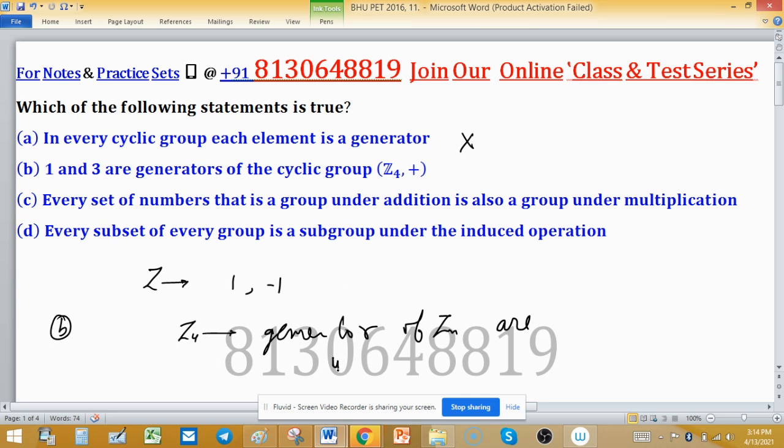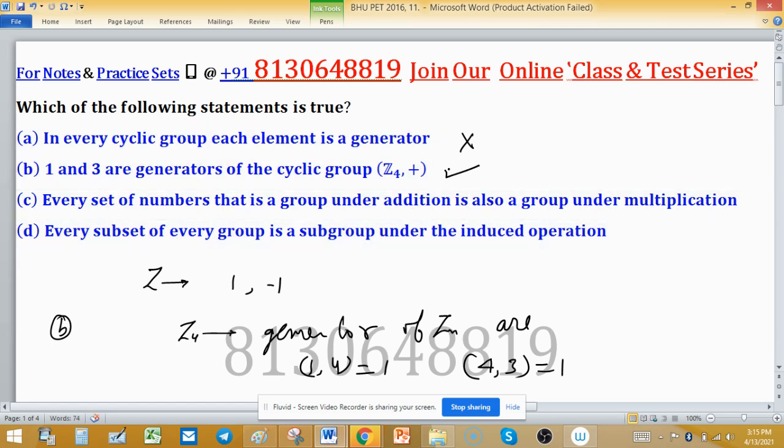So GCD of 1 and 4 is 1, and GCD of 4 and 3 is again 1. So 1 and 3 are generators, and the total number of generators in Zn is equal to phi(n), the Euler totient function. You can find the number of generators in Zn. So statement B is true.